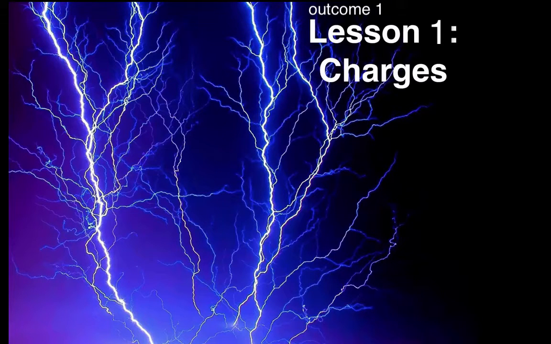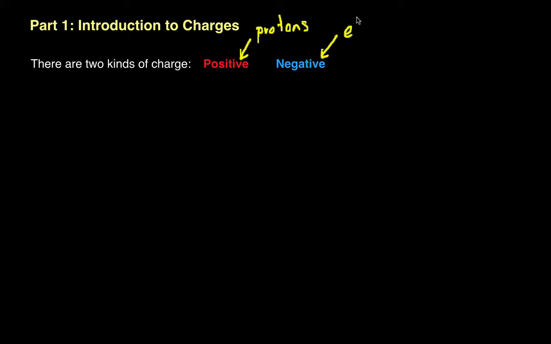Outcome 1, Lesson 1, Charges. Part 1, Introduction to Charges. There are two kinds of charge, positive and negative. Positive charges are carried by protons in ordinary matter. Electrons are the subatomic particle that carry negative charge.